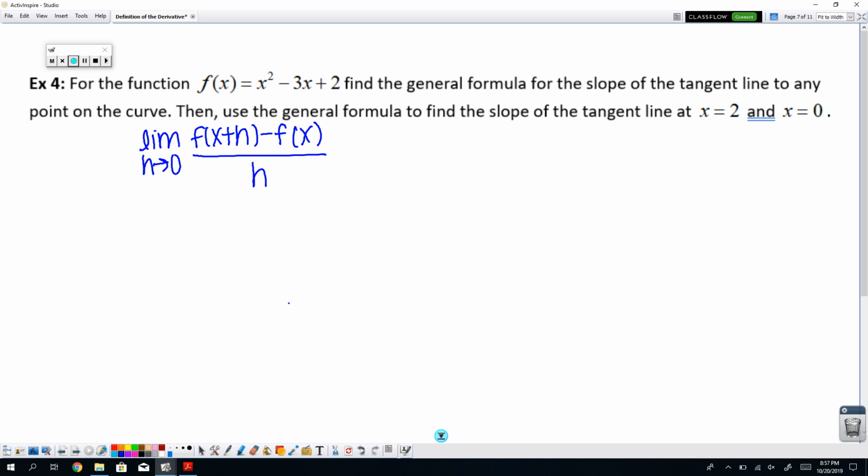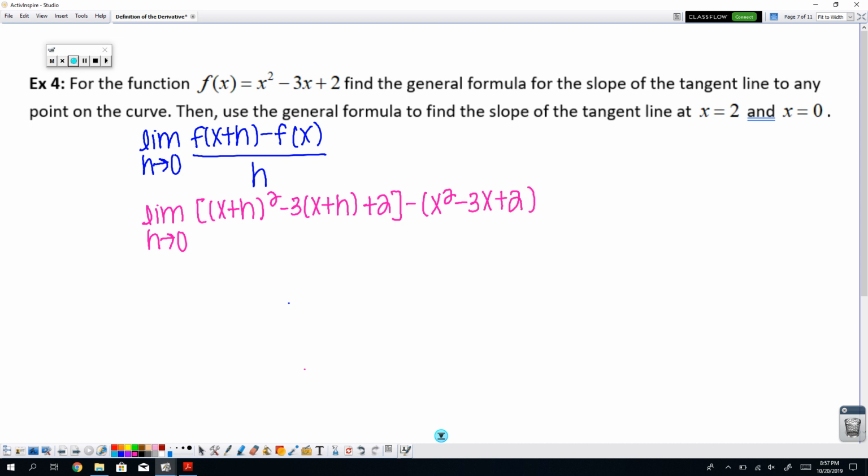So I'm going to go ahead and plug it in. So the limit as h approaches 0 of x plus h squared minus 3 times x plus h plus 2, minus x squared minus 3x plus 2, all over h. Okay, so I'm going to pause and go ahead and simplify up top, and I'll show you my next step, and then I'll pause and simplify some more.